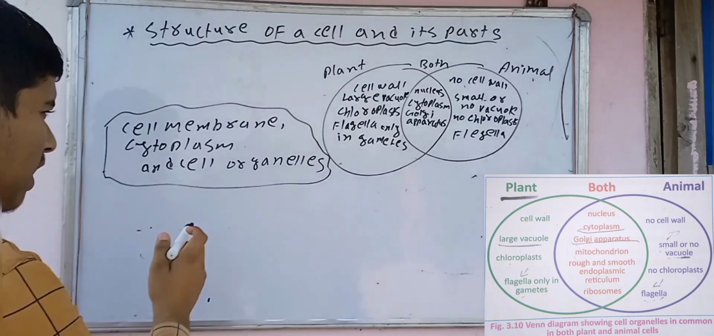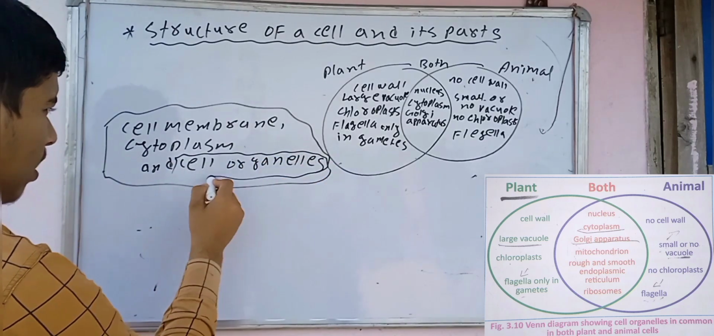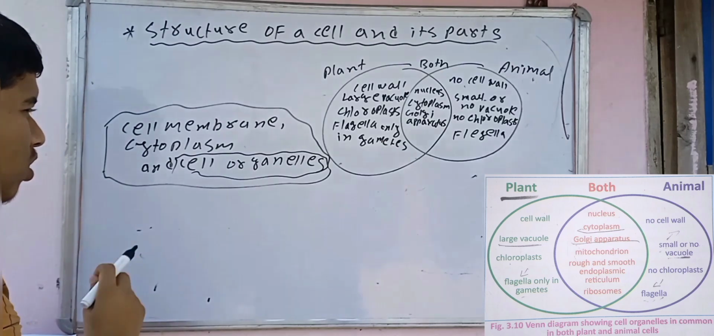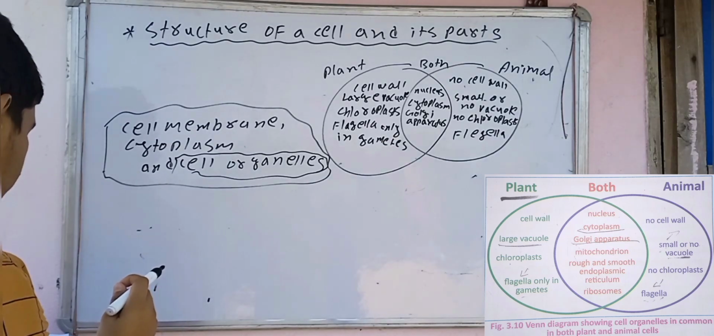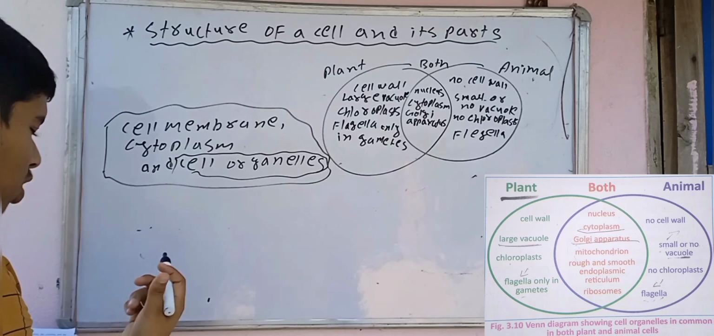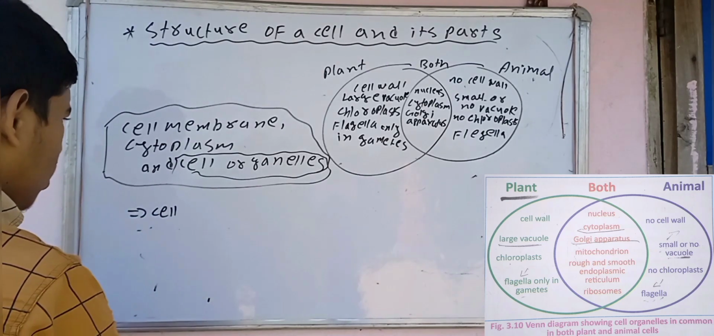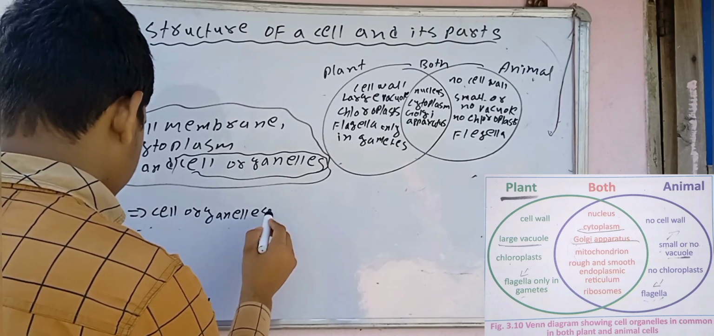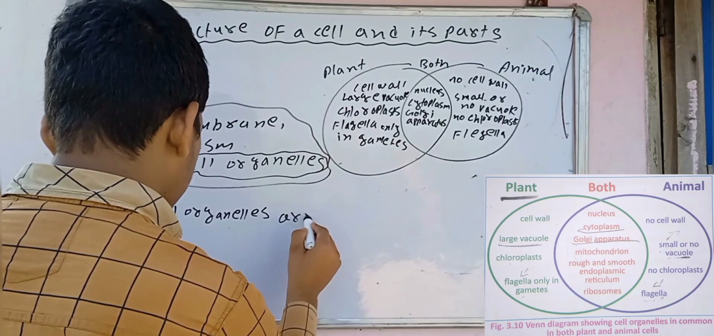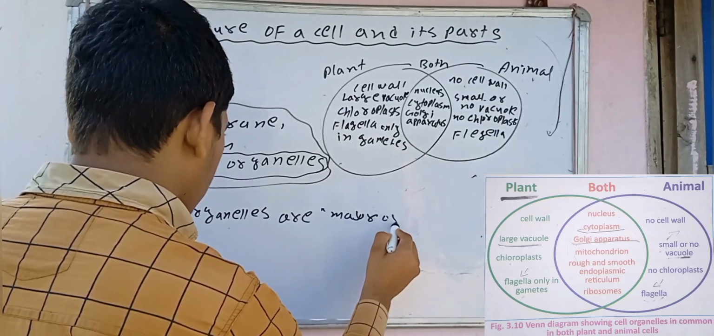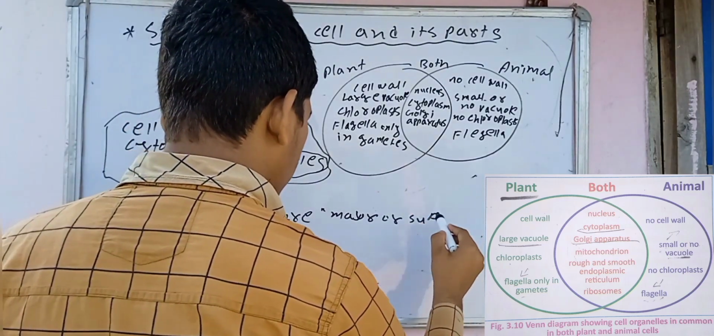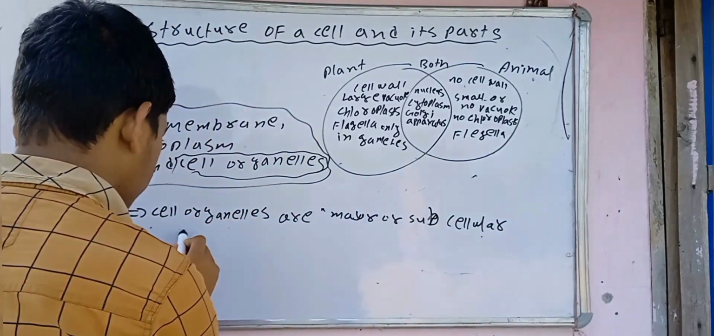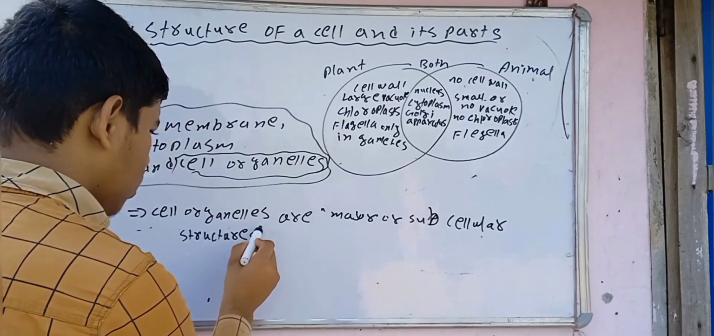Now what are cell organelles? What is the meaning of this? Cell organelles are major or subcellular structures of the cell, found embedded in the cytoplasm. Let me write here. Cell organelles are major or subcellular structures.